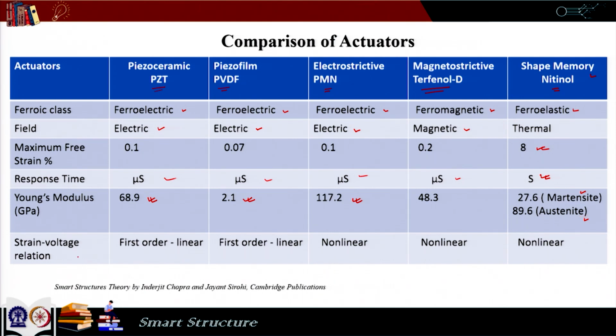If we look into the strain-voltage relationship in piezoelectric materials, both PZT and PVDF, it is first order linear, and then in electrostrictive materials it is non-linear. We have seen that the free strain looks like this. So, it is a non-linear behavior. In magnetostrictive materials it is non-linear, in shape memory alloy it is non-linear.